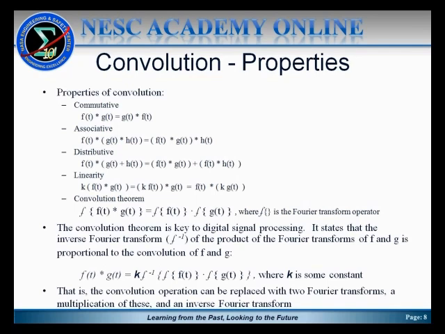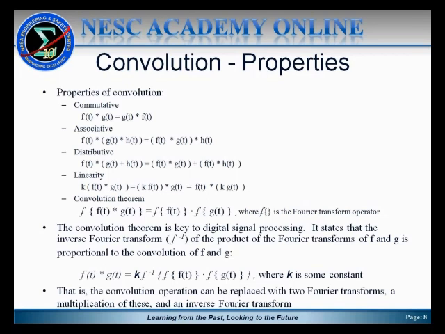And finally, the convolution theorem that we discussed earlier too, that replaces convolution in the time domain with multiplication in the frequency domain. So the Fourier transform of the convolution of f of t and g of t is the same as the product of the Fourier transform of f of t times the Fourier transform of g of t. And as also mentioned earlier, this last one is very important for digital signal processing. It states that the inverse Fourier transform of the product of the Fourier transform of f and the Fourier transform of g is proportional to the convolution of f and g.